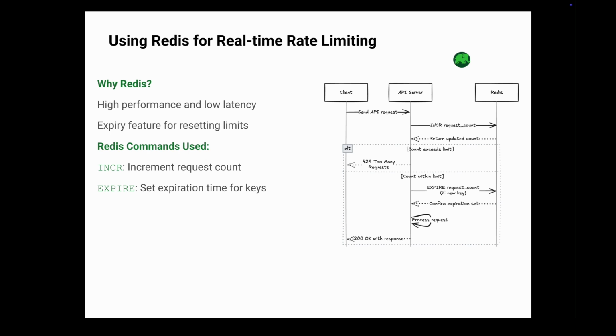In this implementation, we mainly use two Redis commands, increment and expire. We use increment to increment the request count, while the expire command sets the expiration time on the key. These two commands work together to enforce rate limits efficiently, and that is how you can implement real-time rate limiting using Redis. This method is simple, scalable, and keeps your system safe from abuse.